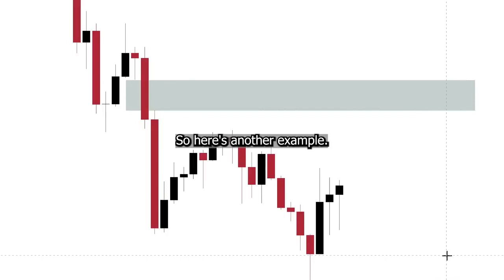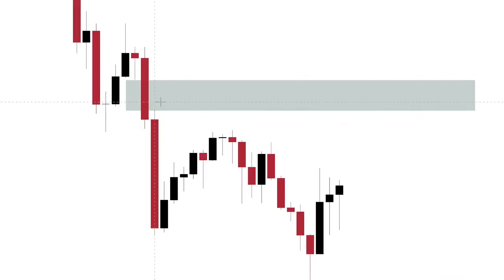So here's another example. This is our fair value gap, and if you look to the left, there is no overlap. So what are we waiting for? Same thing again, we're waiting for our first interaction. Once we get our first interaction, then we're waiting for that cross to close out.